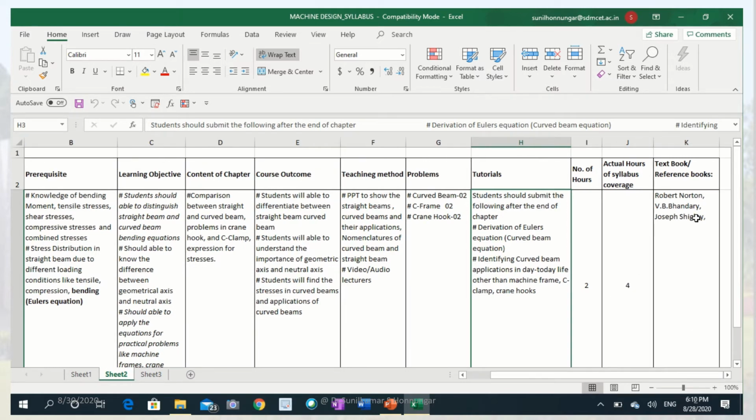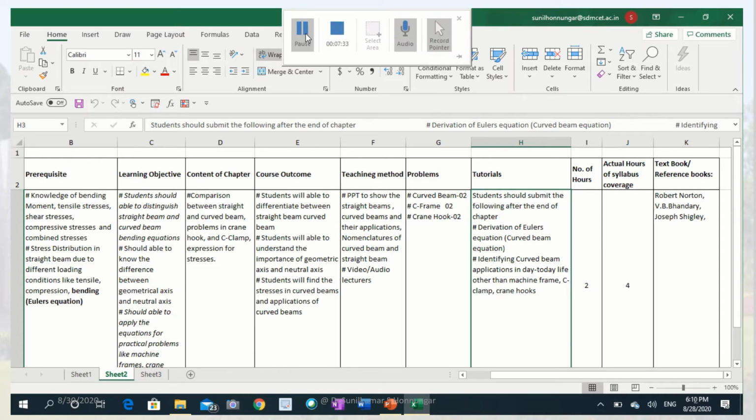And textbook, I have mentioned Robert Norton, which is a very good book. They are available in our college library, do get them. In addition to that, there is Bandari and Joseph Edward Shigley. So these second and third are going to be your reference books. Of course you can rely 100% on my syllabus, whatever I am covering only. Okay, done.